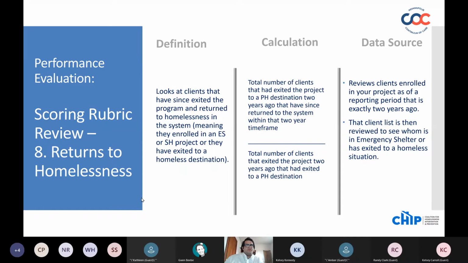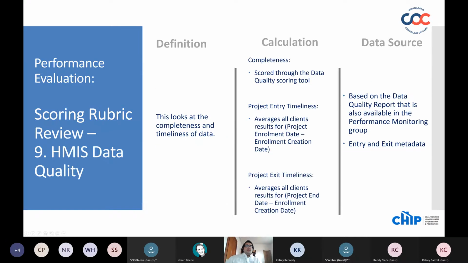So moving forward, we have HMIS data quality. HMIS data quality is sort of three different criteria. I'll start out with the easy one, with timeliness, right? So for project entry timeliness, we're essentially taking the average for all clients and looking at their project enrollment minus the enrollment creation date.